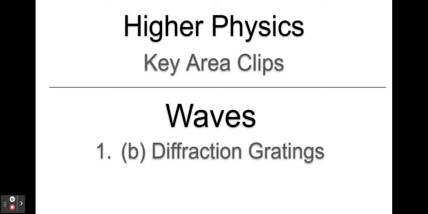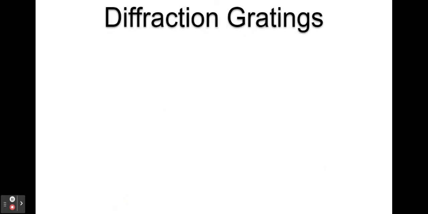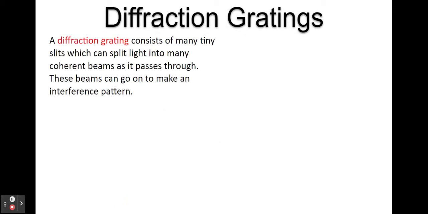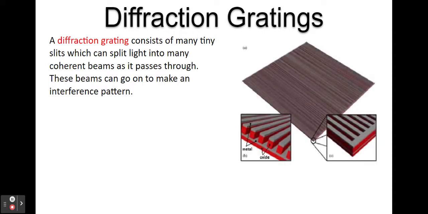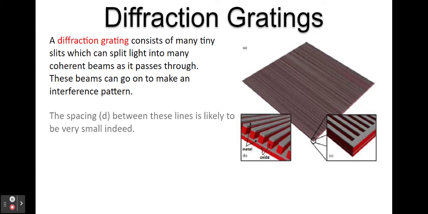Hello. Today we're going to have a look at the second part of the interference part of the waves unit at Higher Physics, and we're going to look at a thing called diffraction gratings. Now, a diffraction grating is basically a piece of glass with lots of tiny transparent slits in it. And each of those slits can be very, very close together so that when a light ray passes through it, the light ray is split into multiple coherent beams.